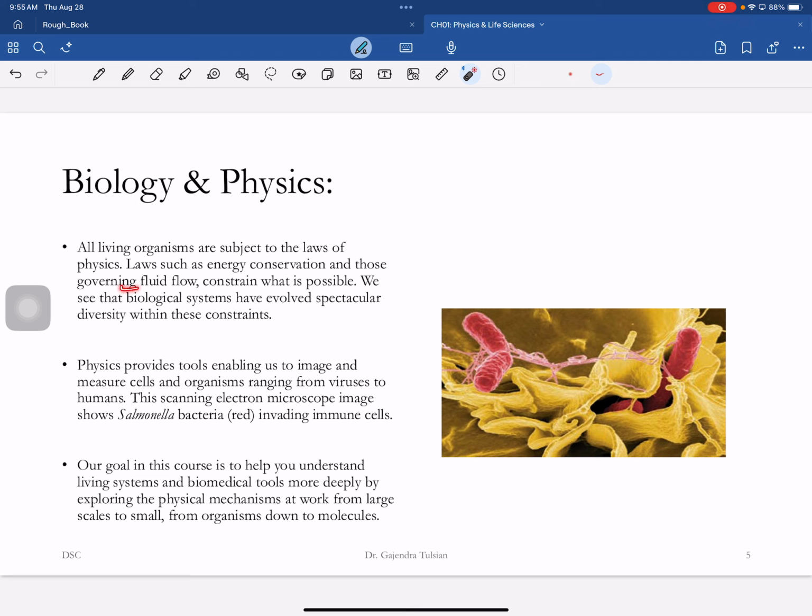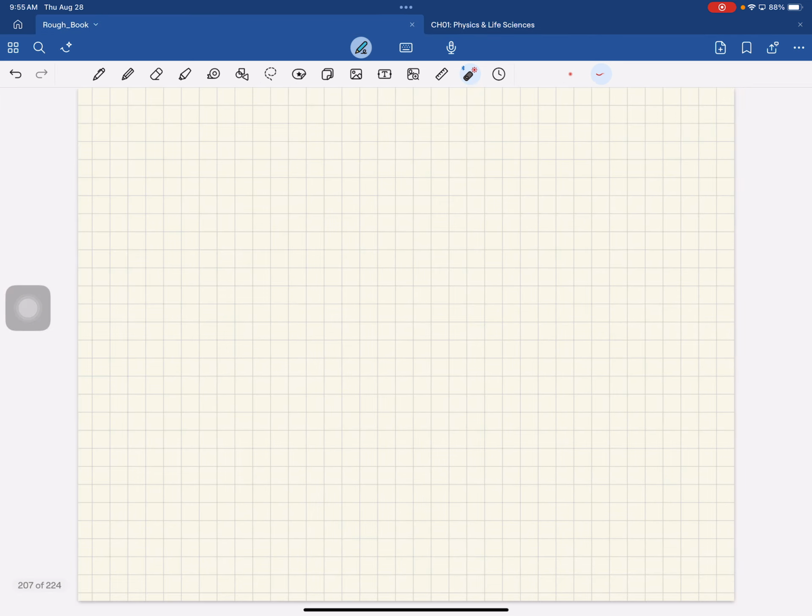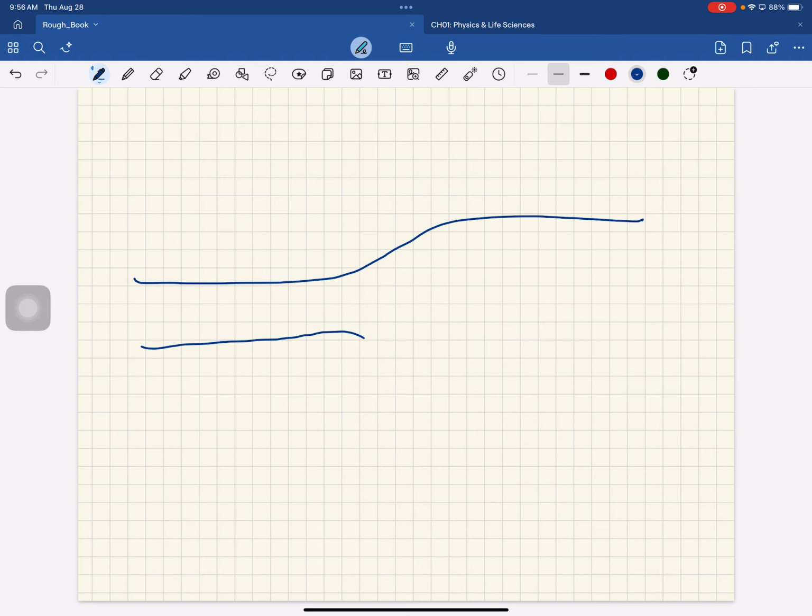So laws of fluid flow. I'll give you a little example. So here's a pipe, and you can see that its cross-section is changing. This is the area of cross-section. By the way, I'm used to using physics language, so if there's some term that's confusing, just stop me. Okay?